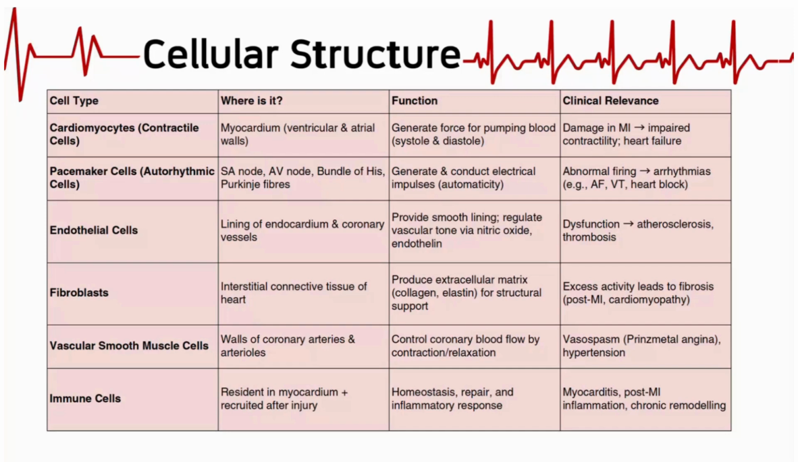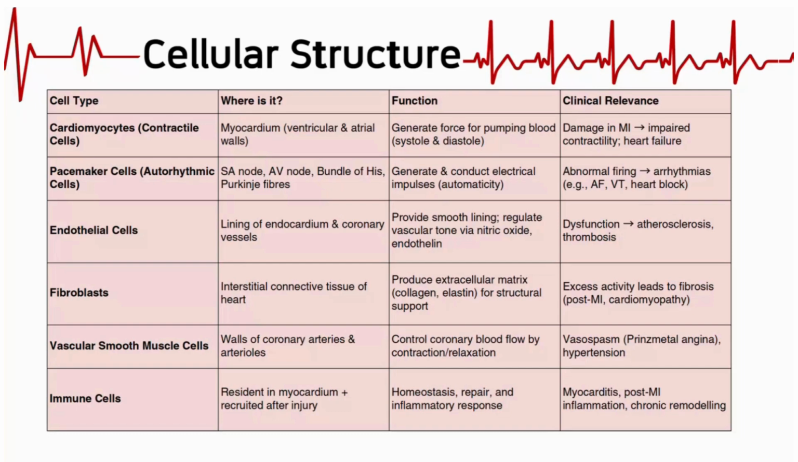Okay. Now, just like most other organs, we have endothelial cells. This is what lines the endocardium of the heart, and the coronary vessels. Coronary vessels, blood vessels that supply the heart muscle. Okay. Now, the function of the endothelial cells is to provide a smooth lining, and it regulates vascular tone via nitric oxide and endothelin. So especially when we have sympathetic, so flight or fight responses, or parasympathetic rest and digest responses, these endothelial cells regulate vascular tone. It does so with vascular smooth muscle cells as well, which we'll talk about in a moment.